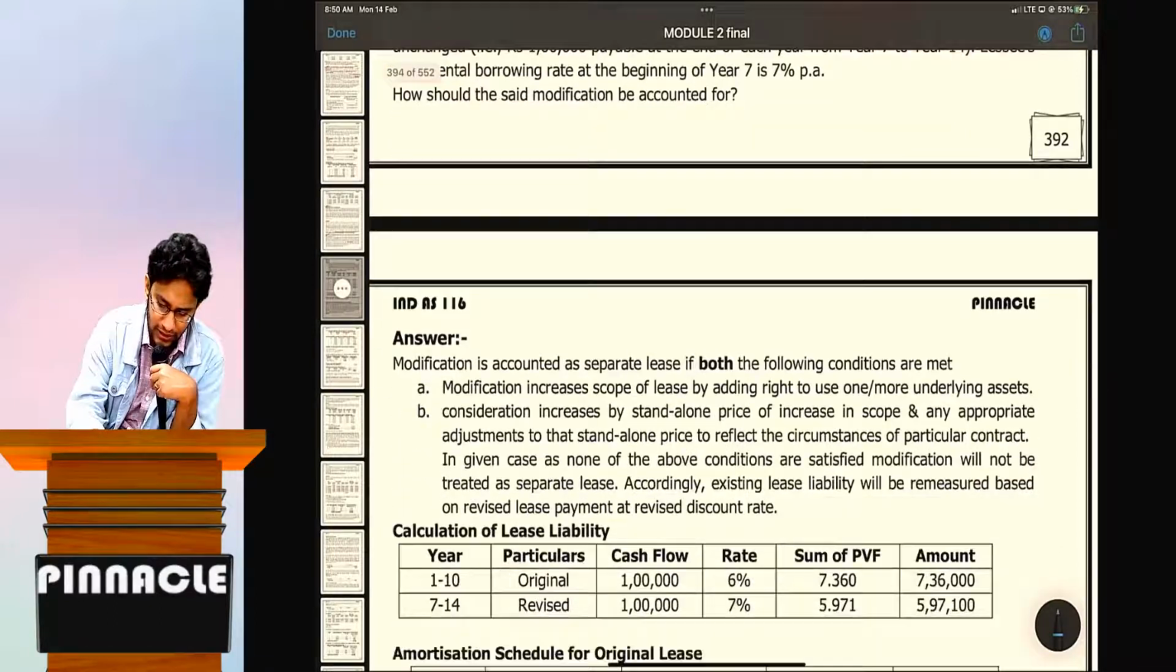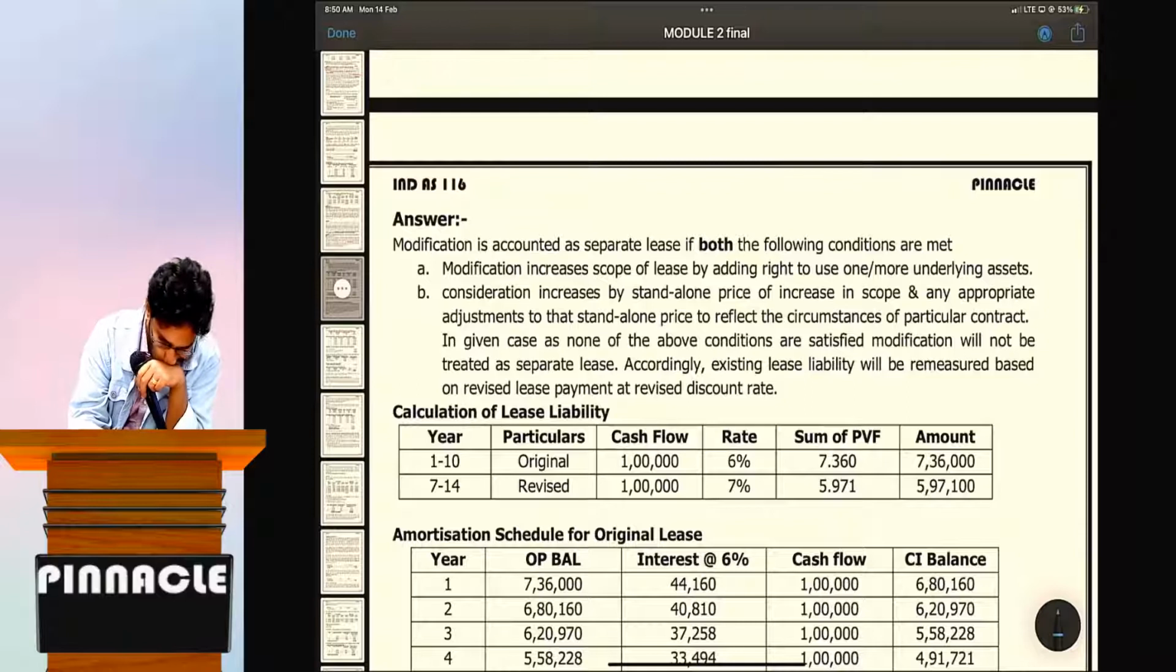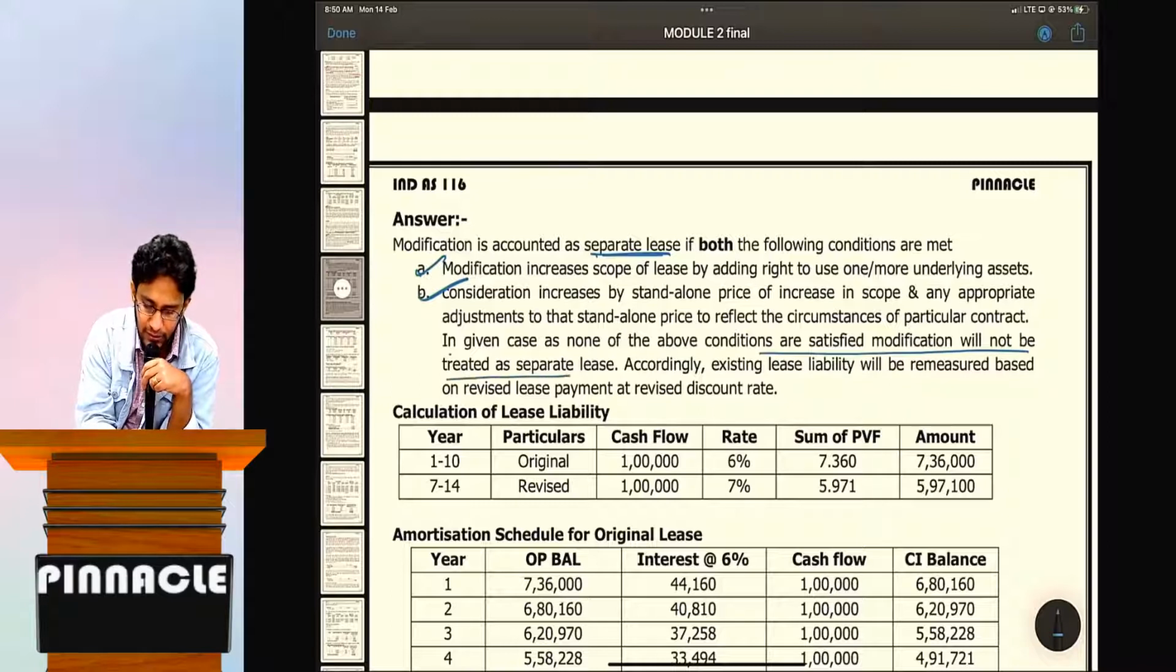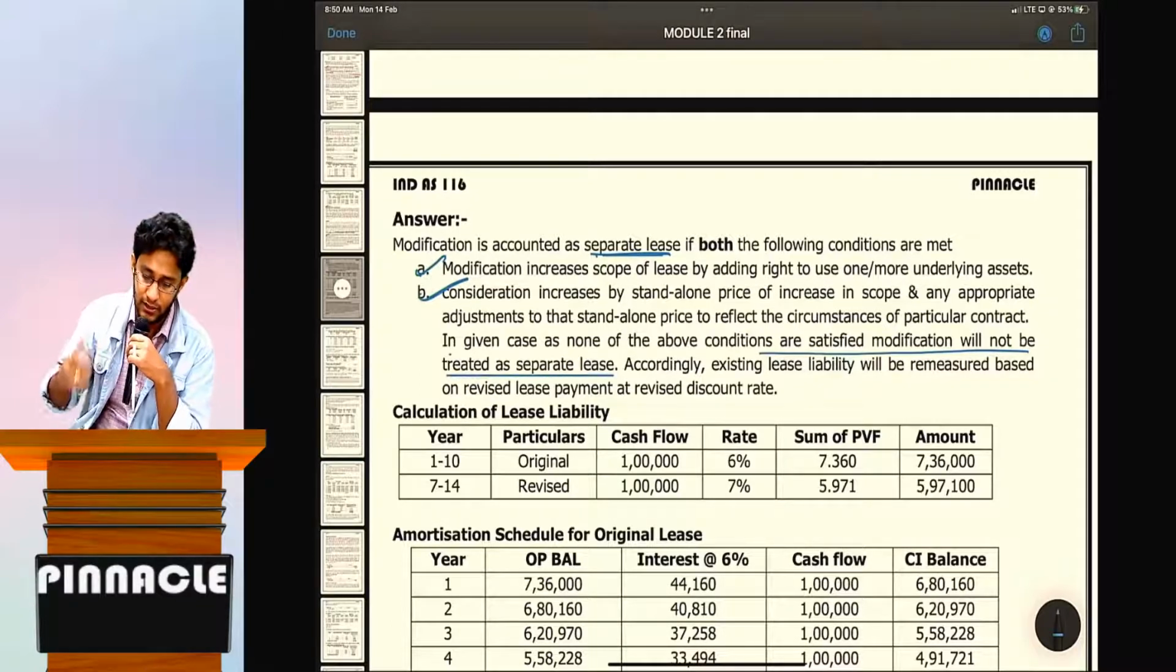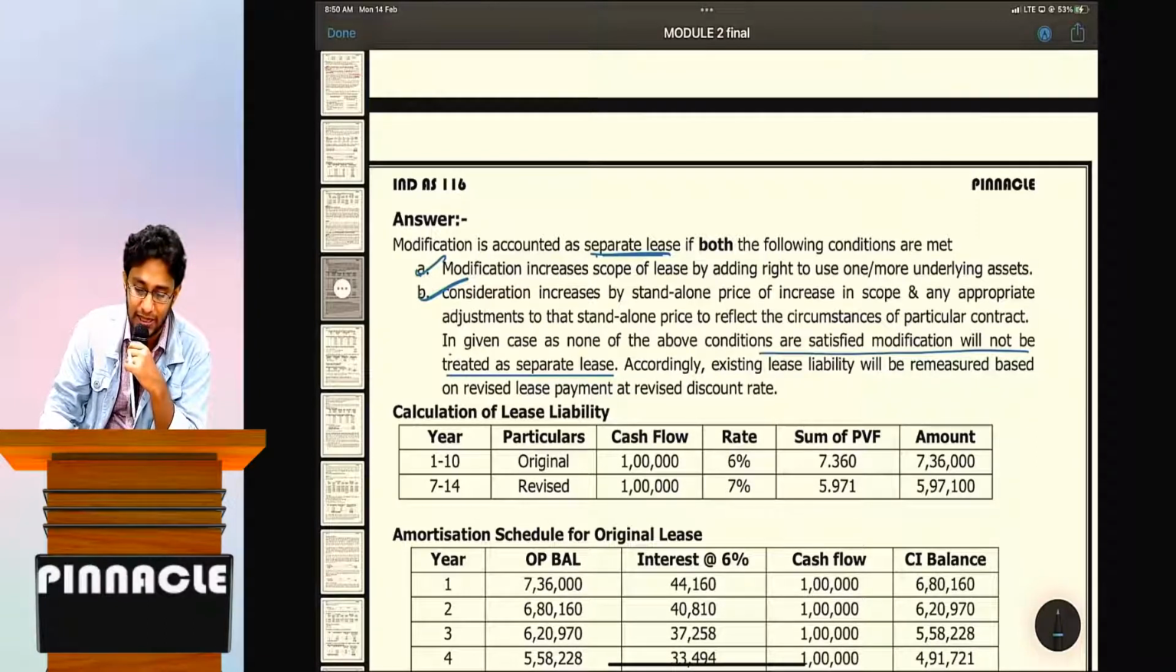So anyway, if you look at the answer given here, he told modification will be accounted as a separate lease if these two conditions are satisfied. He says, in the given case, as none of the above conditions are satisfied, modification will not be treated as a separate lease. Now, if he is telling none of the above conditions are satisfied, it means that this is neither an increase in the scope nor at market rate, and he is assuming, sir. But this particular stand that ICAI has taken in this sum will not match with subsequent sums. There is another sum where lease period decrease is there.